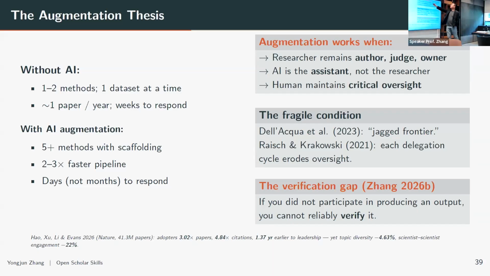So again, augmentation works when the researcher remains author and judge. AI is an assistant, not a researcher. We have to be clear about that. And also we have this verification gap, right? So it's so easy to generate the stuff, but it's so hard to verify output.